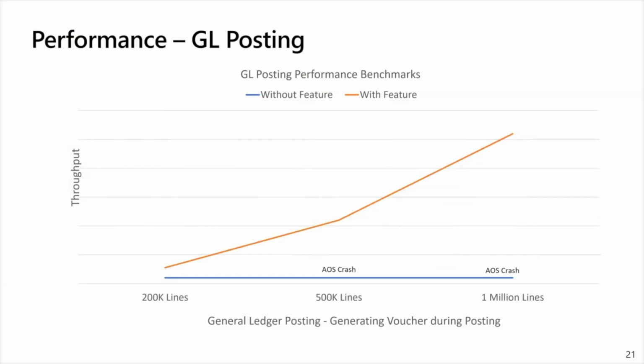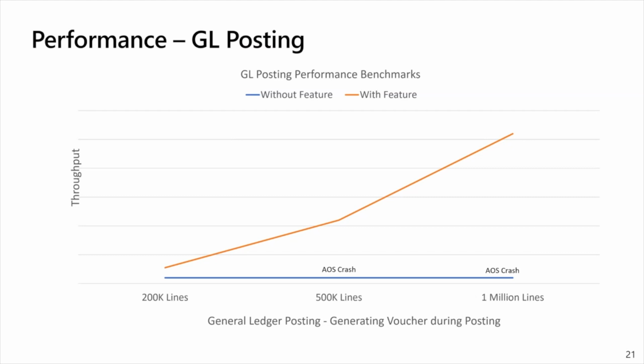All right. So let's also talk about the performance side, the GL posting. We did some benchmarking here for performance. We took 2 areas, and we'll go through them one by one. The first one we did on GL posting, and in that one we saw comparisons with the feature and without the feature. We did the comparison on the voucher generation, voucher number, with 200K lines, 500,000 lines, and 1,000,000 lines too.